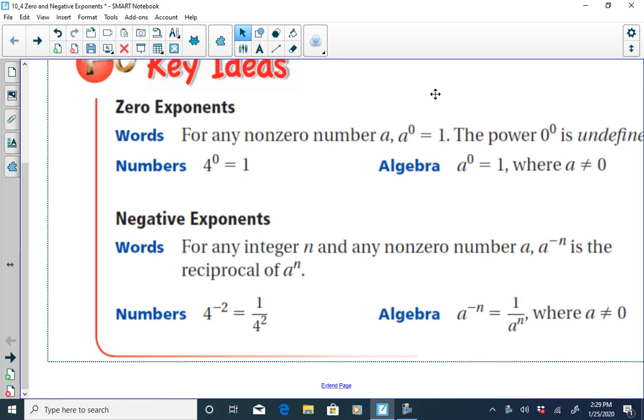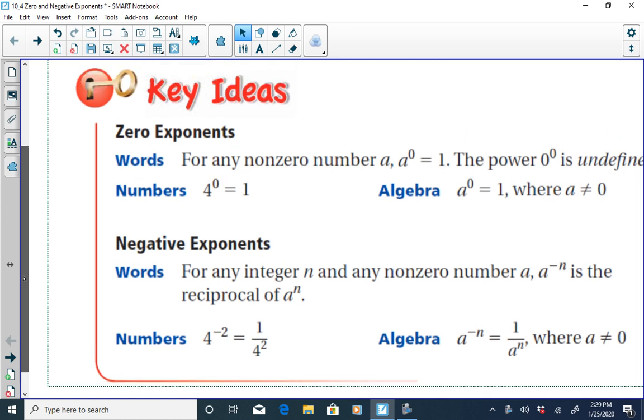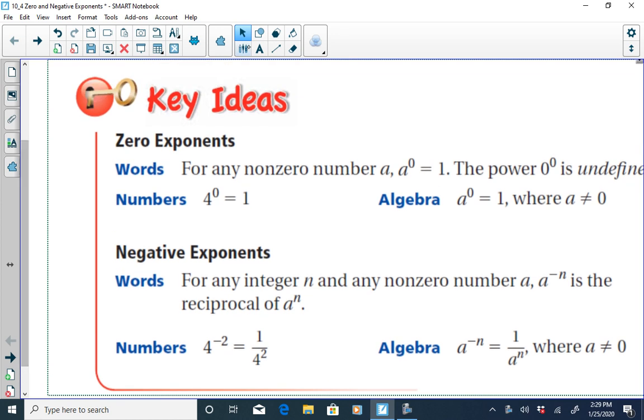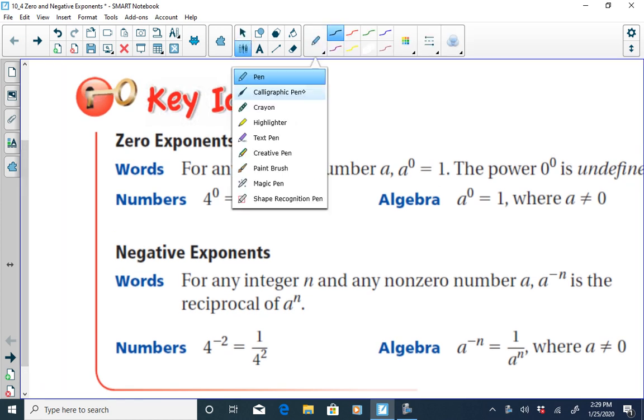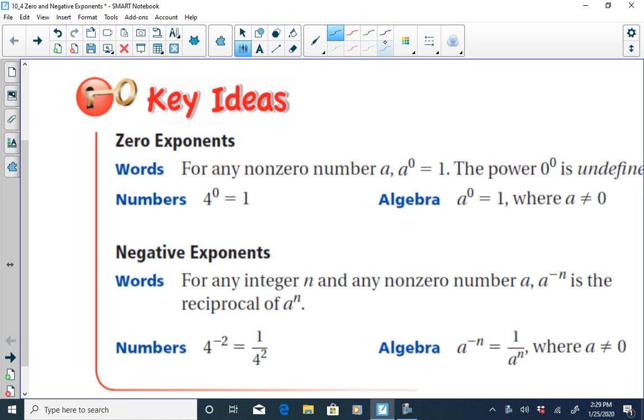Right, our lesson today is to be able to use exponents of 0 and negative exponents. And there are two rules that we're going to be using today as we do that. The first is the rule for 0 exponents. For any non-zero number, anything to the 0 power is 1.